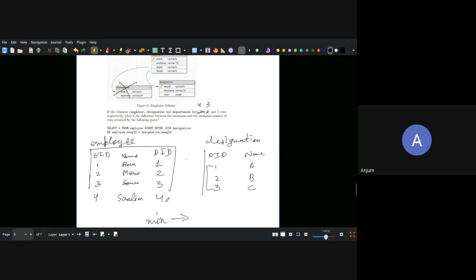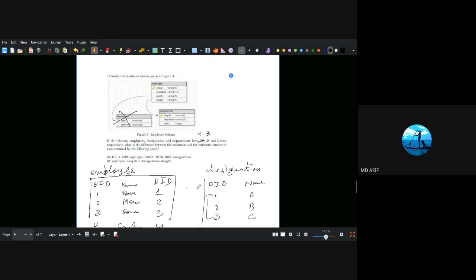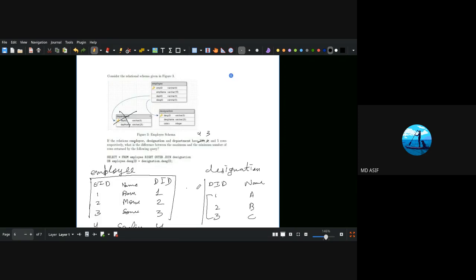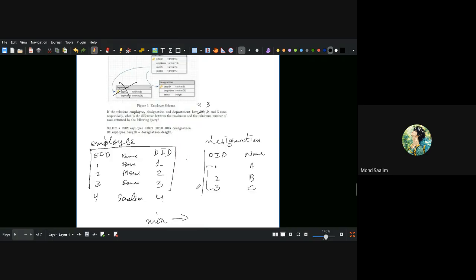But this designation is coming from the employee, right? This DID is a foreign key in employee, right? It is directly being referenced from DID. Okay. But sir, in the table it is not mentioned that it can't be null. So that constraint is not given in the table. So we can assume that the foreign key can be null. Foreign key can be null. Yes, sir. Yeah.